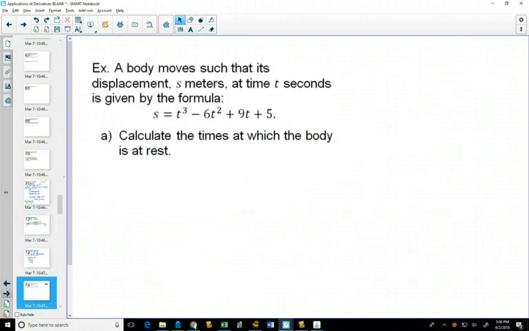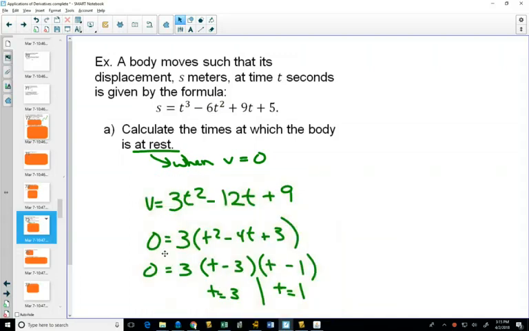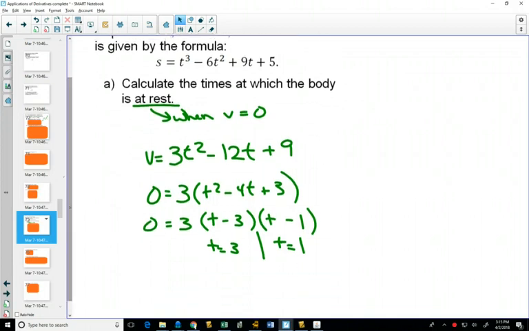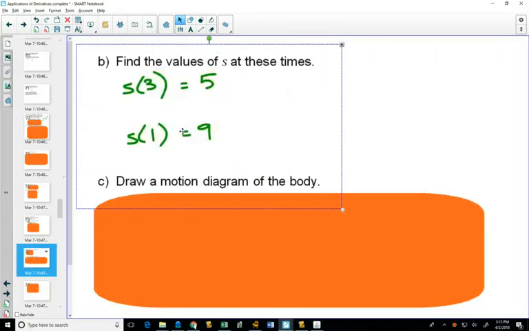All right. So here's one for you to try. Calculate the times when it's at rest, so the velocity is 0. So first we'd find our velocity equation, factor it, and you find out that at time equals 3 seconds and time equals 1 second, it is at rest. So far, so good. Find the value of s at these times. So when you plug in 3, you plug in 1, you get 5, and you get 9.